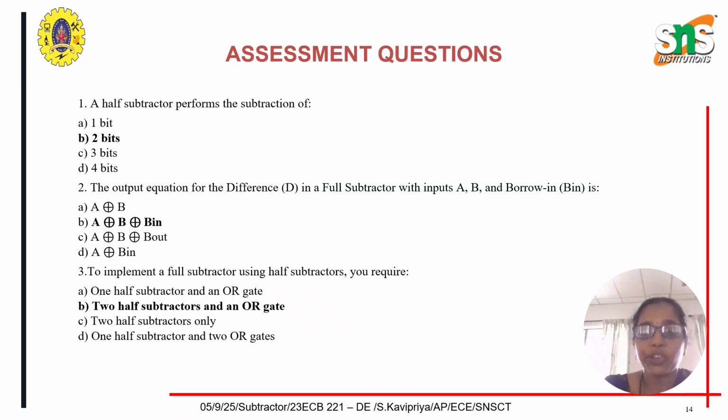And this is an assessment question. Half subtractor performs a subtraction of 2 bits whereas full subtractor performs a subtraction operation on 3 bits. The output equation for difference in case of full subtractor is A XOR B XOR B in. To implement a full subtractor using half subtractors, you require only 2 half subtractors and an OR gate. So that's all about the subtractor.